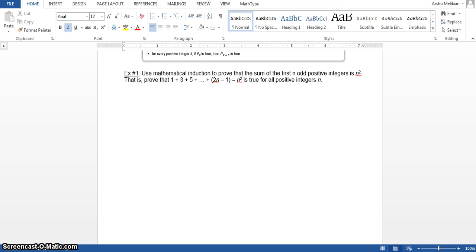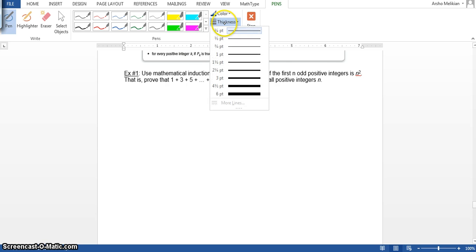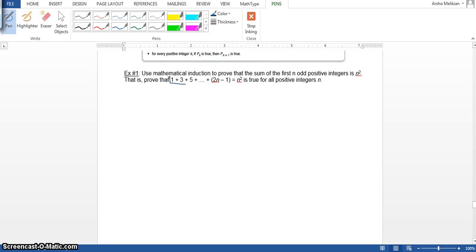All right, what we want to prove here, it says to use mathematical induction to prove that the sum of the first n odd positive integers is n squared. So essentially what we need to prove is that when you add the odd numbers, 1, 3, 5, 7, etc., the answer is always going to be n squared, where n is the number of terms you're adding.